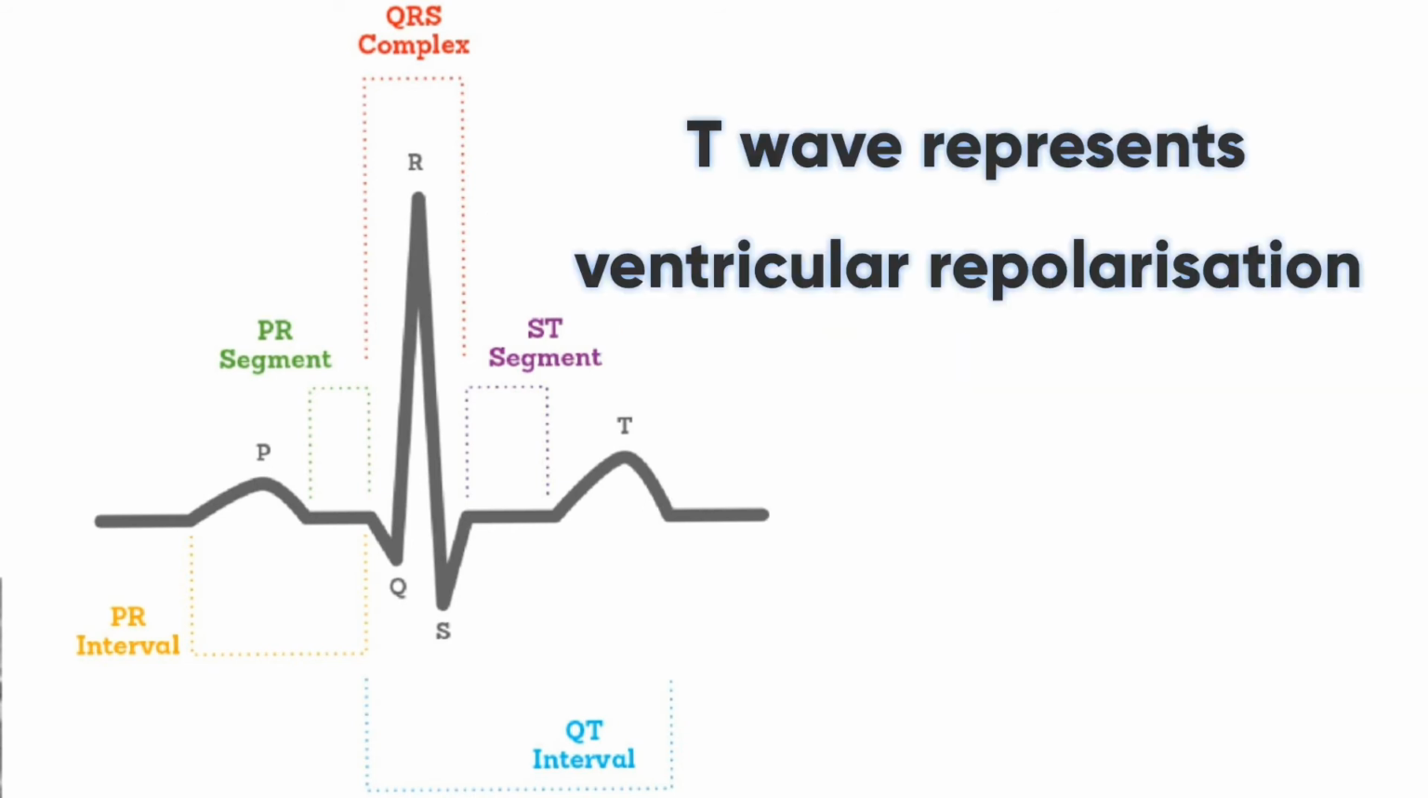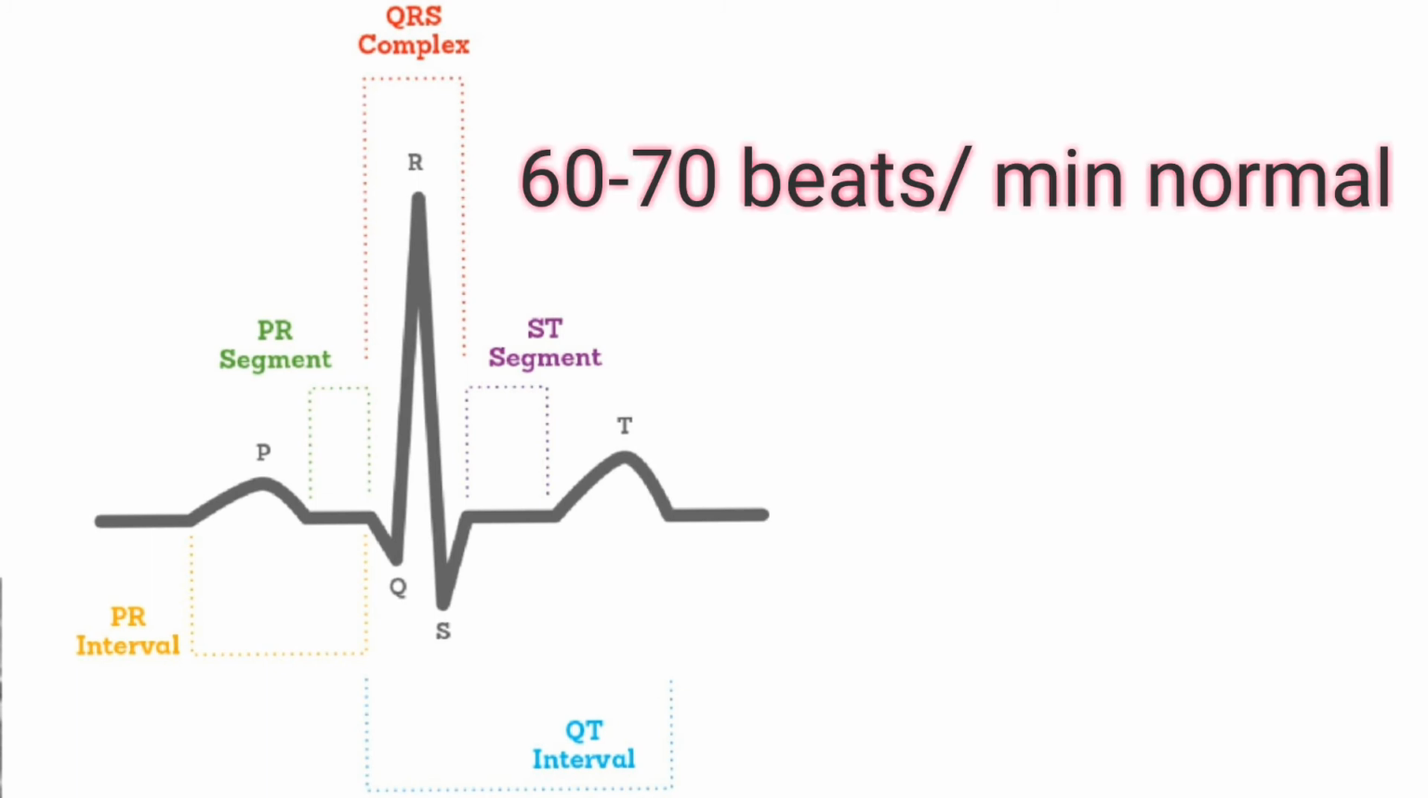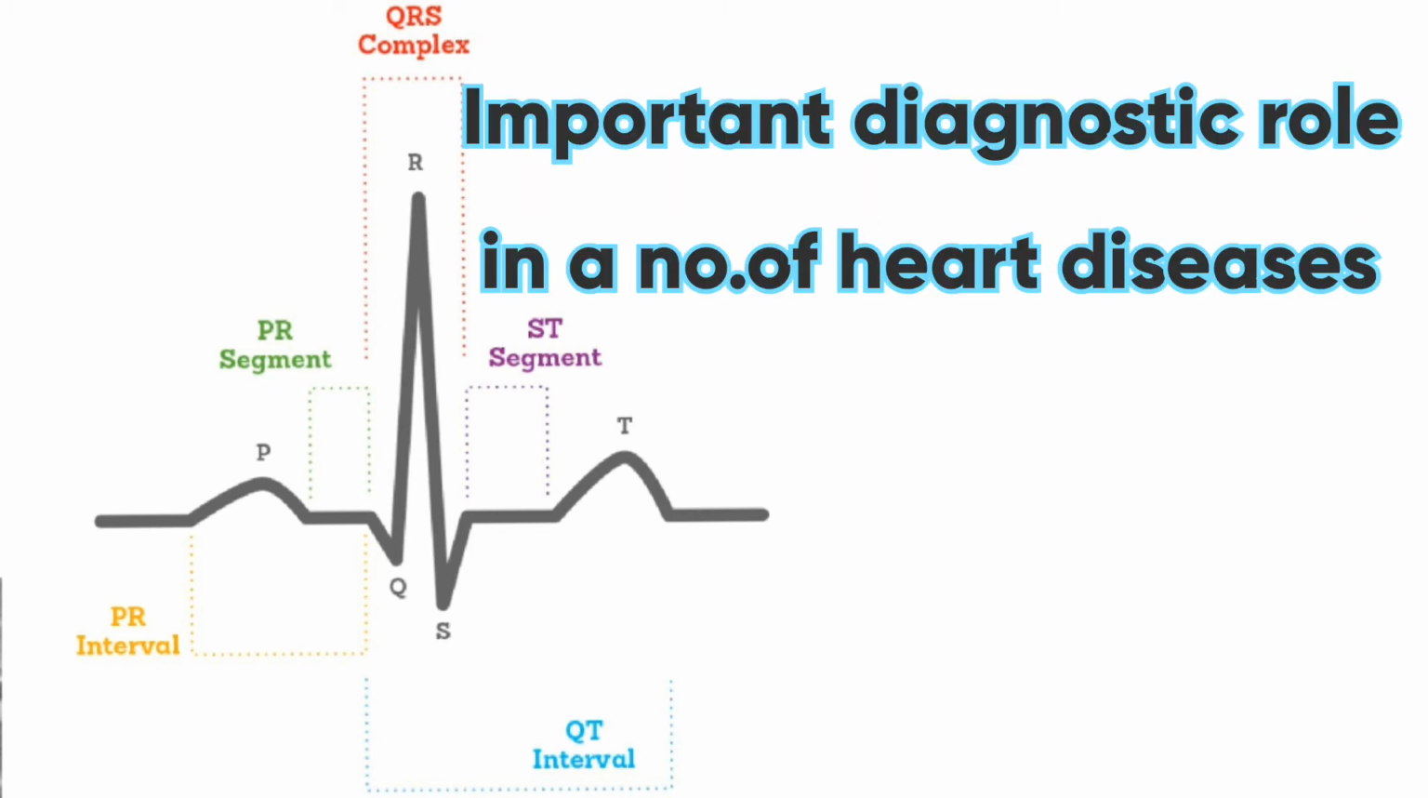The T wave represents ventricular repolarization, which means the restoring of the resting state. This is how the ECG of a normal individual looks. Since the electrical activity of the heart is very important for its mechanical activity, ECG has an important diagnostic role in a number of heart diseases.